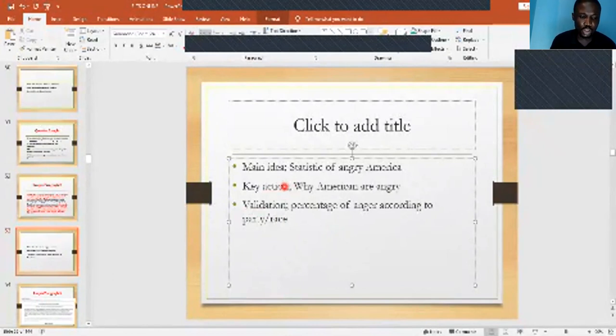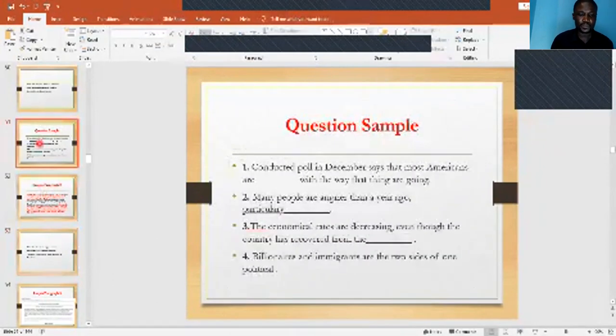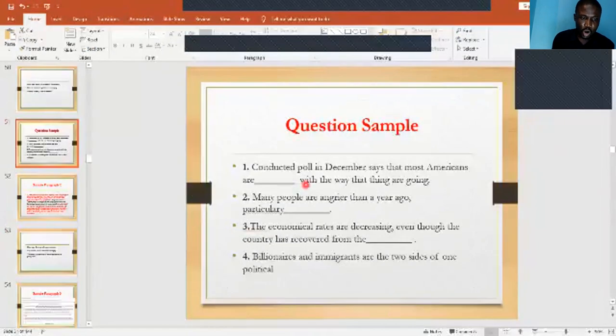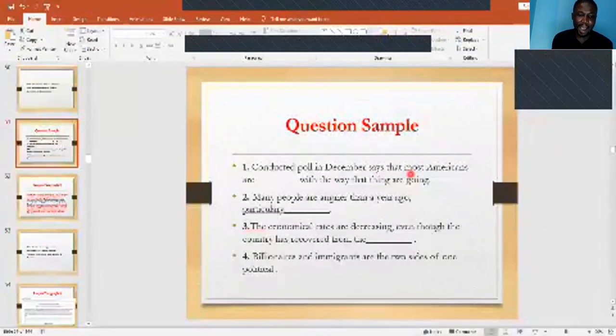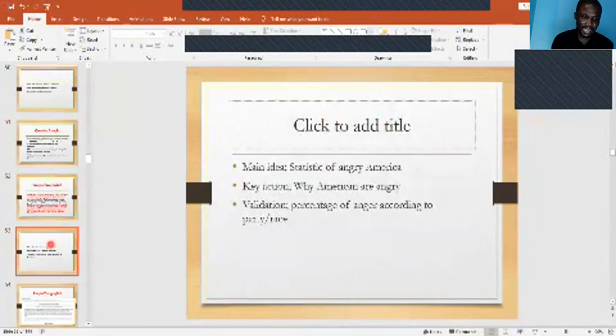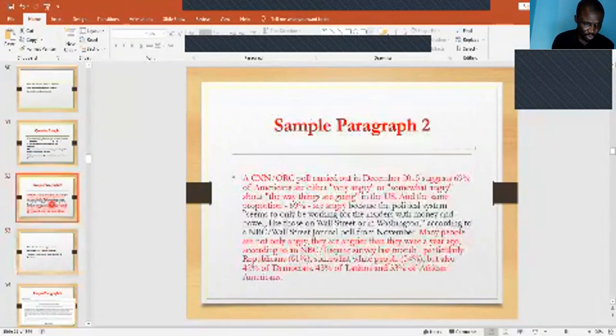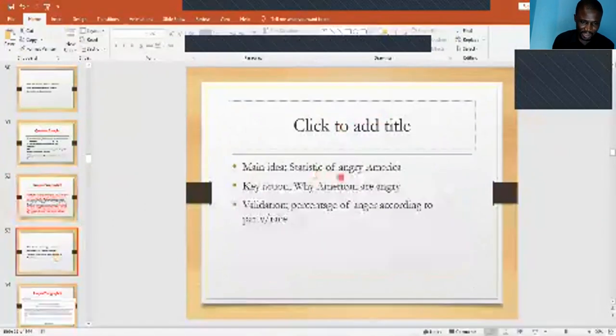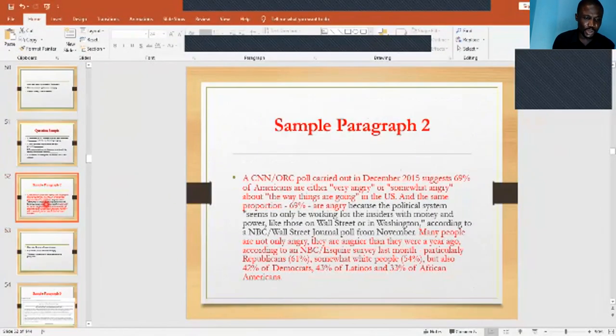Now, let us go into the passage, into the question. The poll conducted in December says most Americans are dash with the way things are going. Okay, so this question is filling the gap. Most Americans are dash. If you know the main idea is statistics of anger, why Americans are angry, then most Americans are angry, because that summary has picked it. So we note that place.